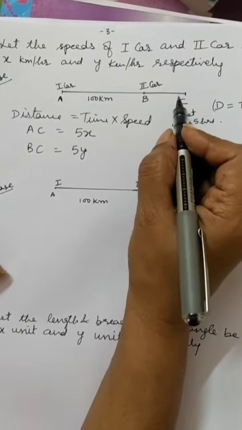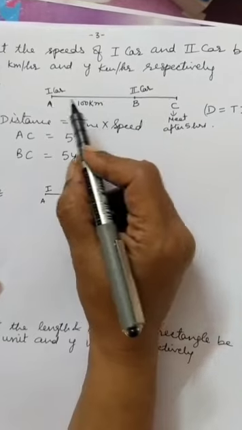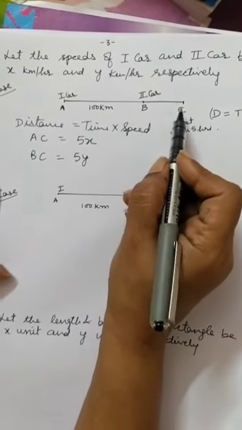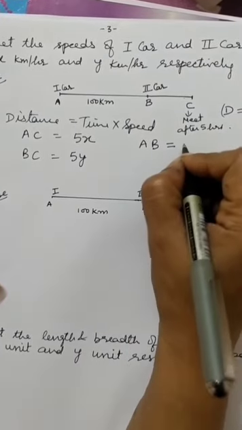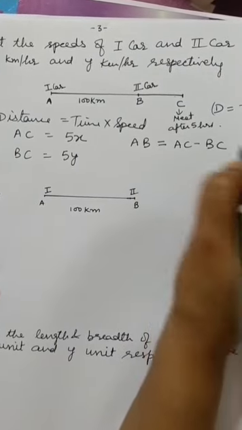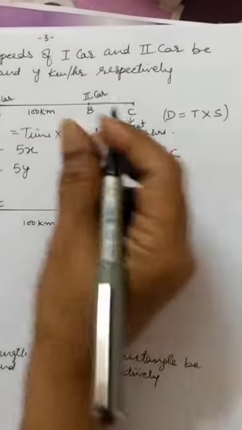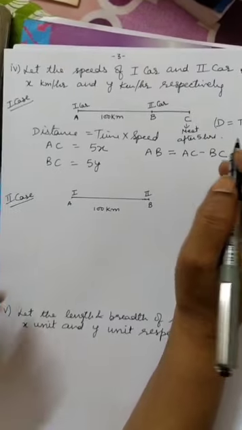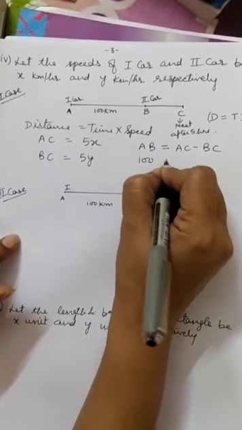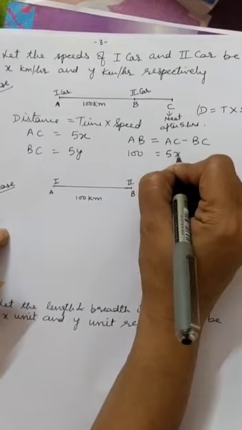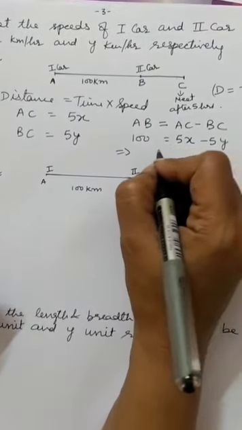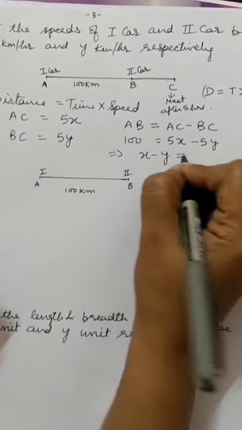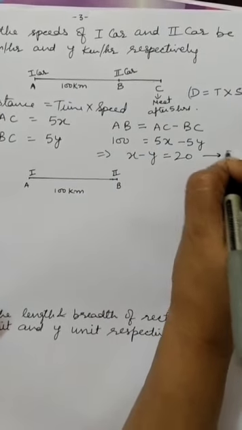Can we write the given distance AB in terms of distance AC and BC? Yes, we can write distance AB as AC minus BC. If we subtract distance BC from AC, we get AB. Now let us put the values. AB is given as 100 km, AC we have obtained as 5x and BC as 5y. If you divide this whole equation by 5, you will get x minus y is equal to 20. Let this be equation number 1.